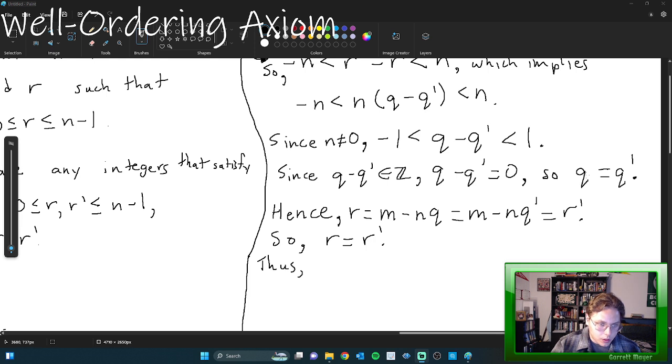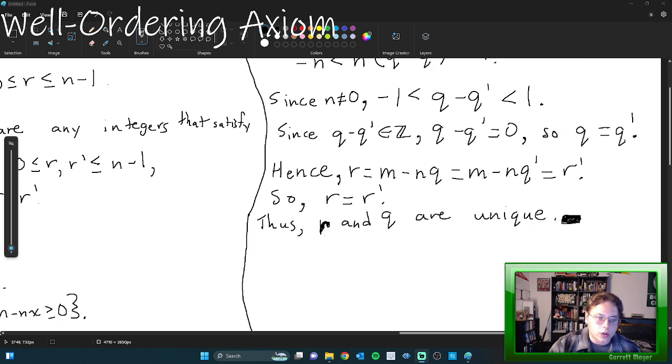Thus, r and q are unique, and that proves the division algorithm. We've shown that these r and q exist. There is some way to decompose this integer with the division algorithm, and that this decomposition is unique. There's only one unique remainder for any division problem, and only one unique quotient for any use of the division algorithm.